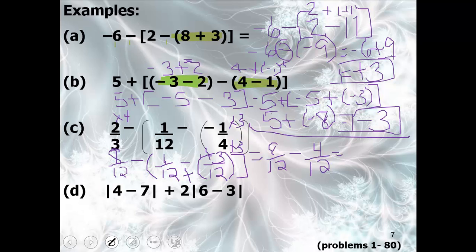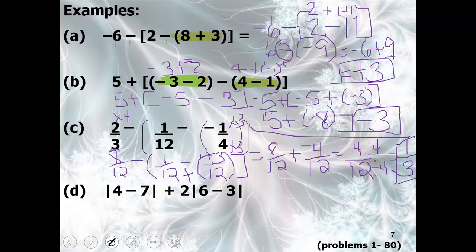Now my denominators are the same, so I can just combine my tops. This becomes add the opposite. So that gives me 4/12. And now I check to see if I can reduce. 4 goes evenly into top and bottom, so it becomes 1/3. And that's my final answer. Lots to go on. If you need help with that one, go back and watch it again. All right?